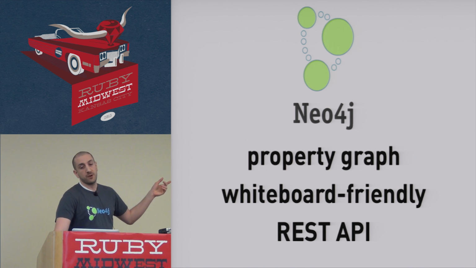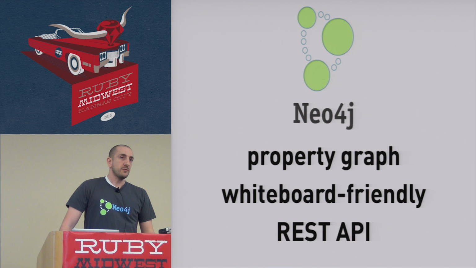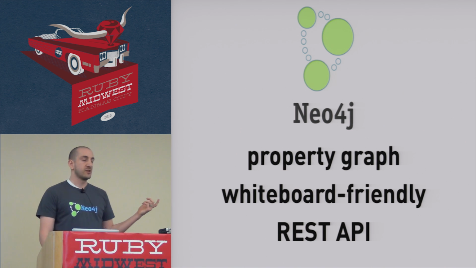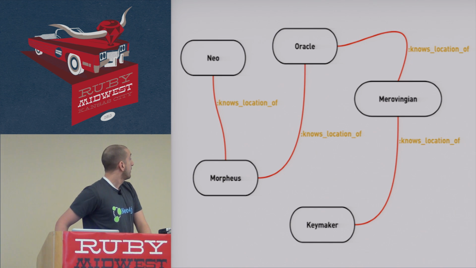And then this is the important part for everybody. It has a REST API, so you can hit it with any language that you want to. It's written in Java, so that's a J, Neo4j, but you can hit it however you want to. Let's look at a graph.